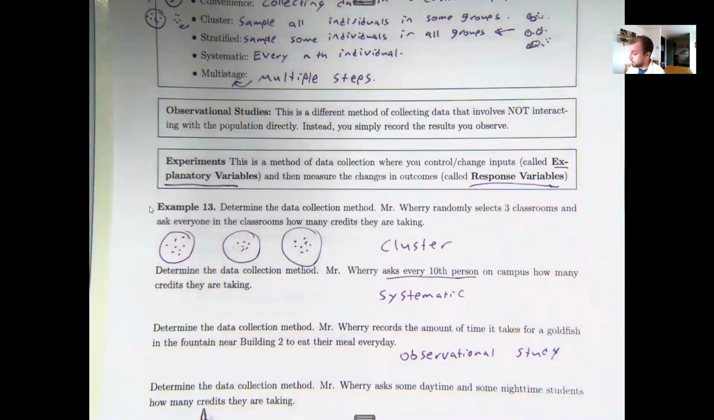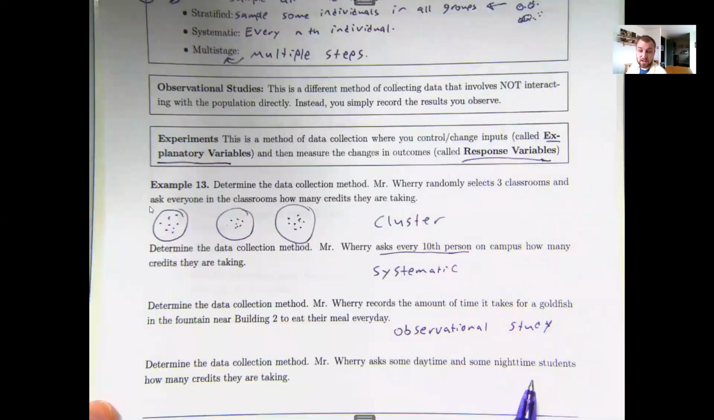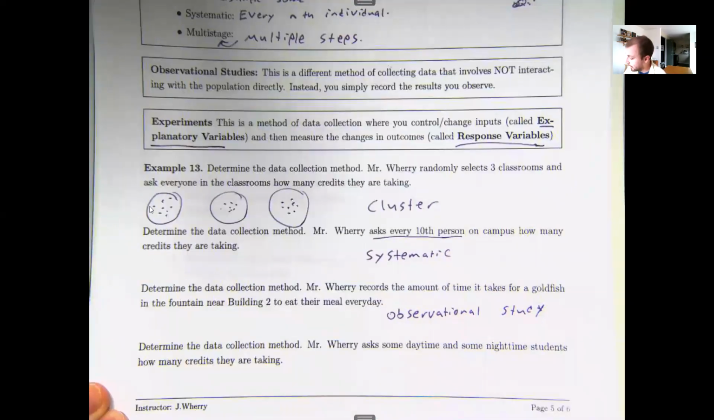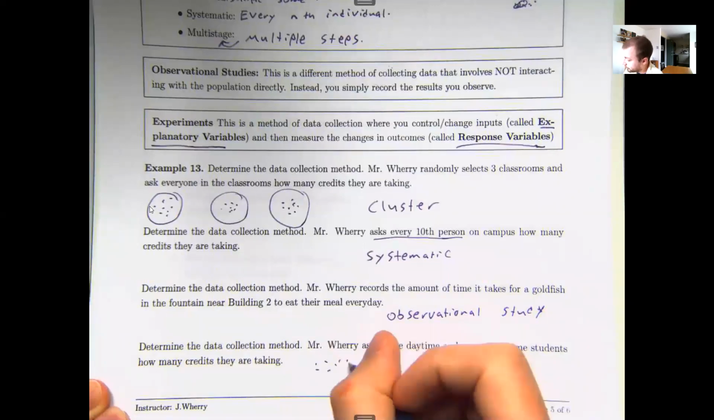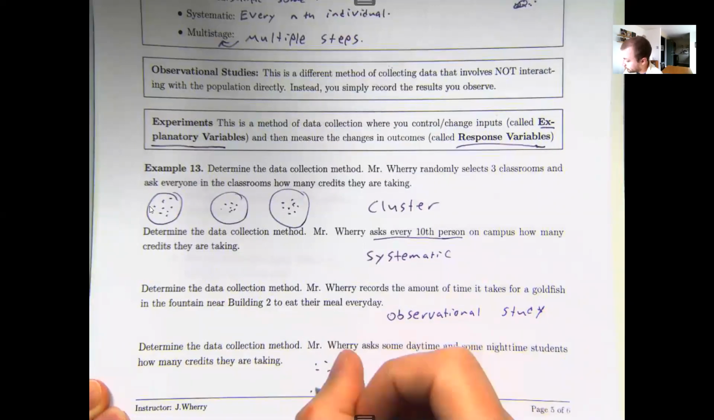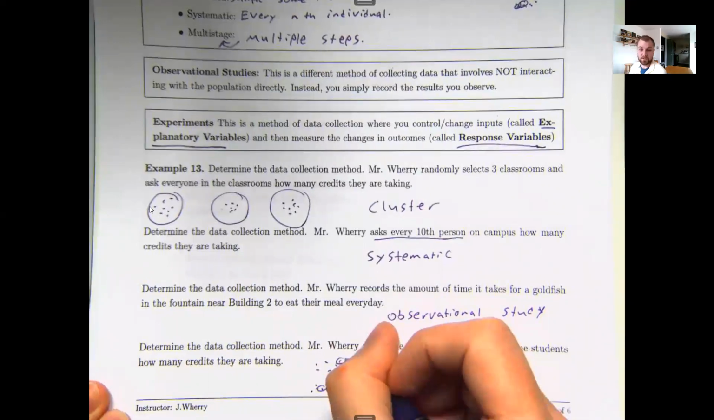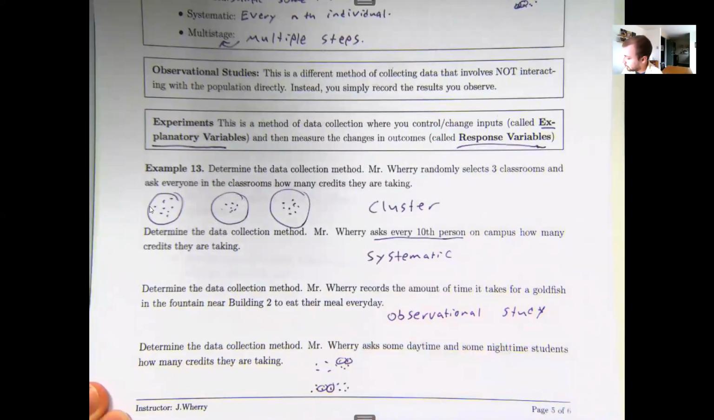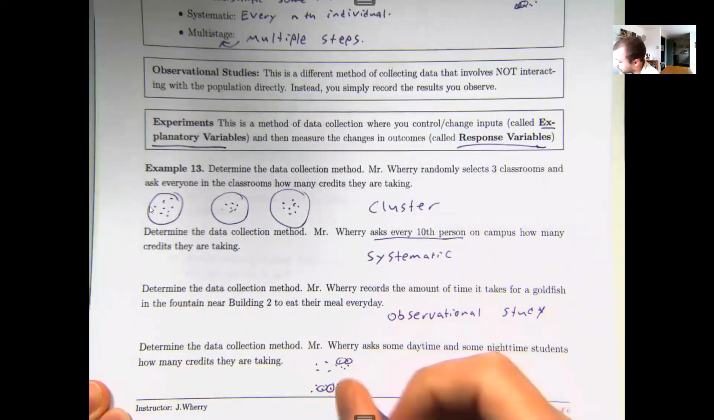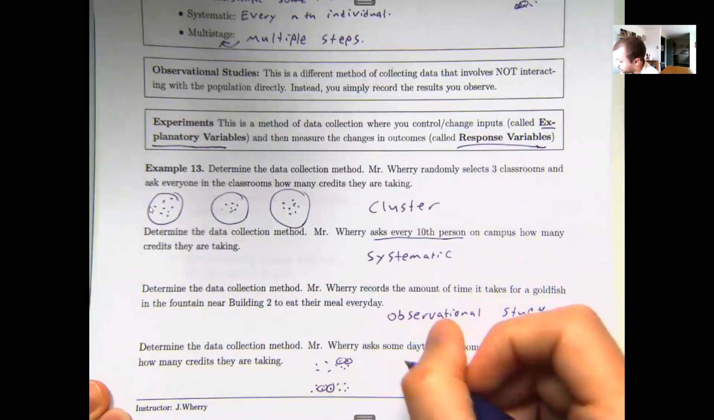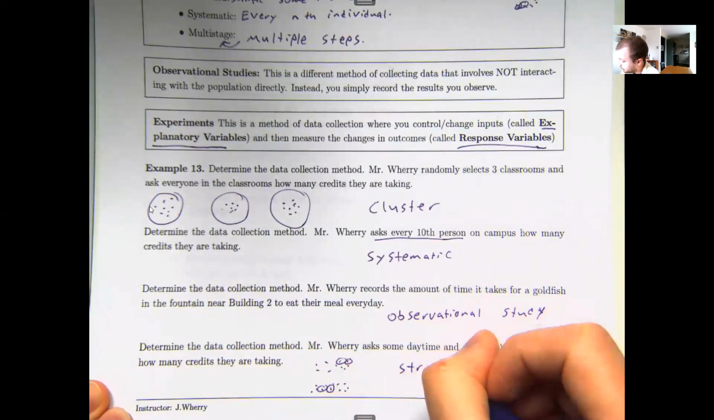I want to know how many credits people are taking, and I ask some daytime and some nighttime students. So I have 2 groups, and to make sure I accurately represent these groups, I'm going to sample some people from each of those groups. Some from all, this is an example of a stratified sample.